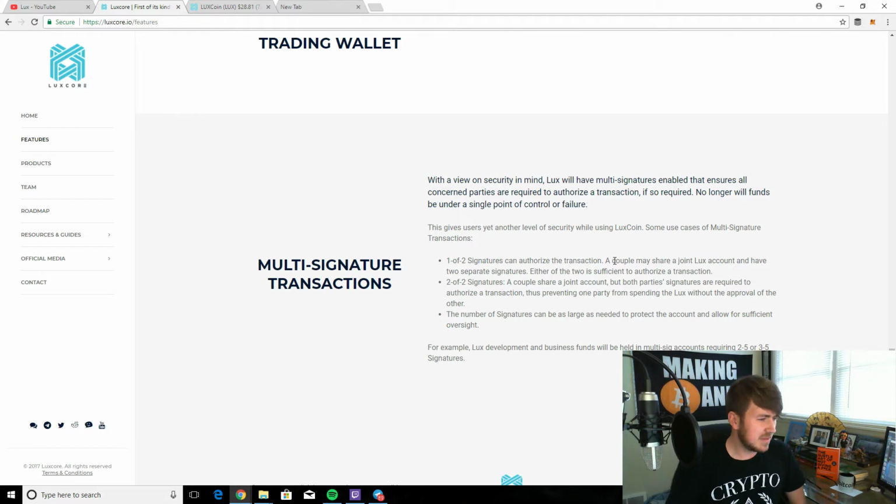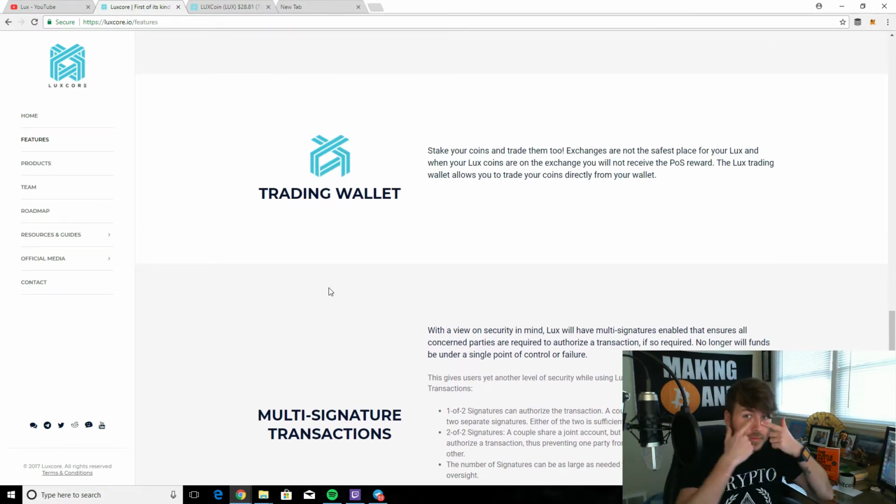Okay. The number of signatures can be as large as needed to protect the account and allow for sufficient oversight. For example, Lux development and business funds will be held in multi-sig accounts requiring 2 of 5 and 3 of 5 signatures. Okay, so they're going for more of a consensus thing. Consensus from the group, the party, to move forward with a transaction. Cool, that's awesome. Sorry, I'm not trying to look sarcastic. It's just the way my face is.